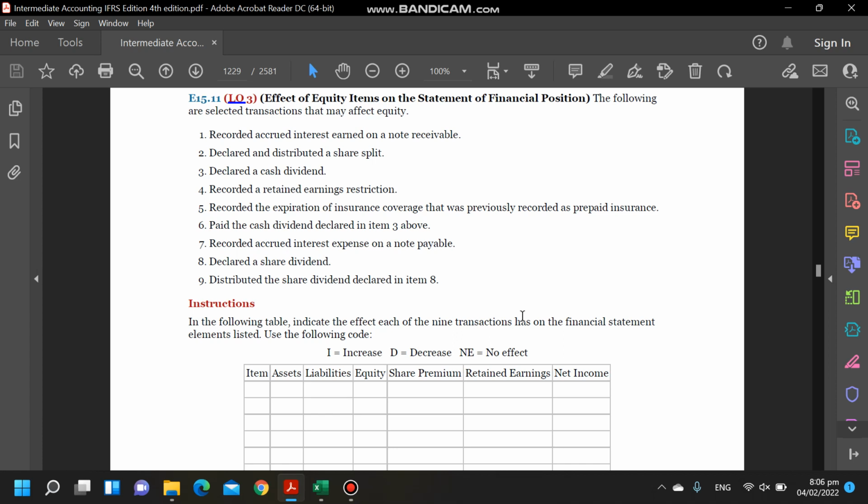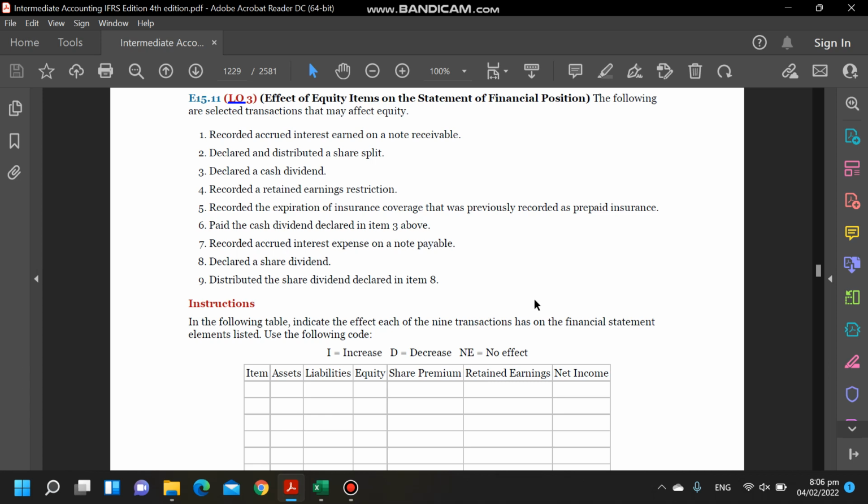The next question is E15.11. The following are selected transactions that may affect equity. So 1 to 9. In the following table, indicate the effect each of the 9 transactions has on the financial statement elements listed. Use the following code: I for increase, D for decrease, and E for no effect.